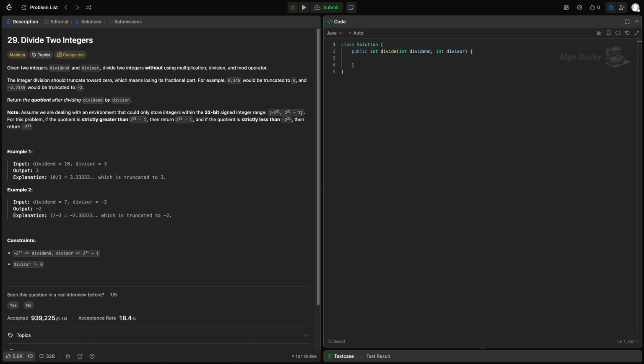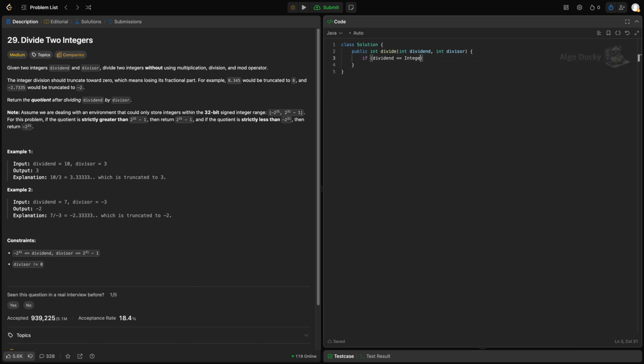All right, ducklings, time to try the most waddly approach, brute force. We'll simulate division by repeated subtraction. Strip it down to basics. Subtract the divisor from the dividend until it no longer fits. Let's see it in action.